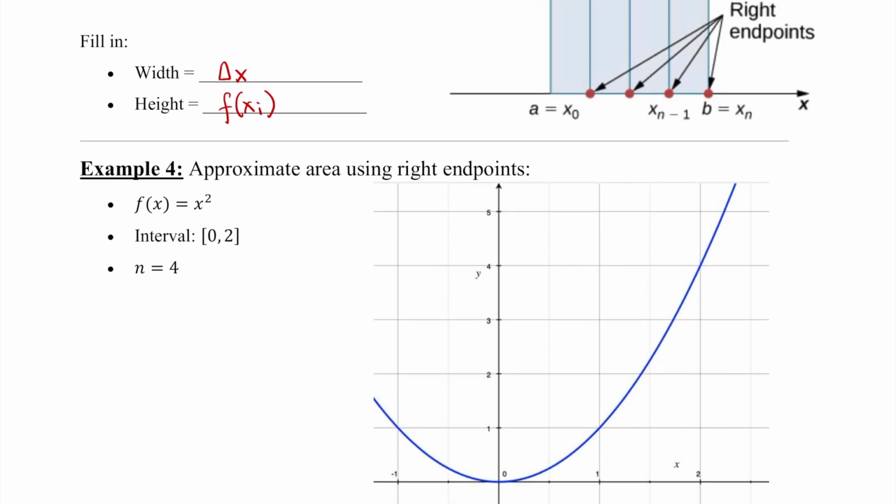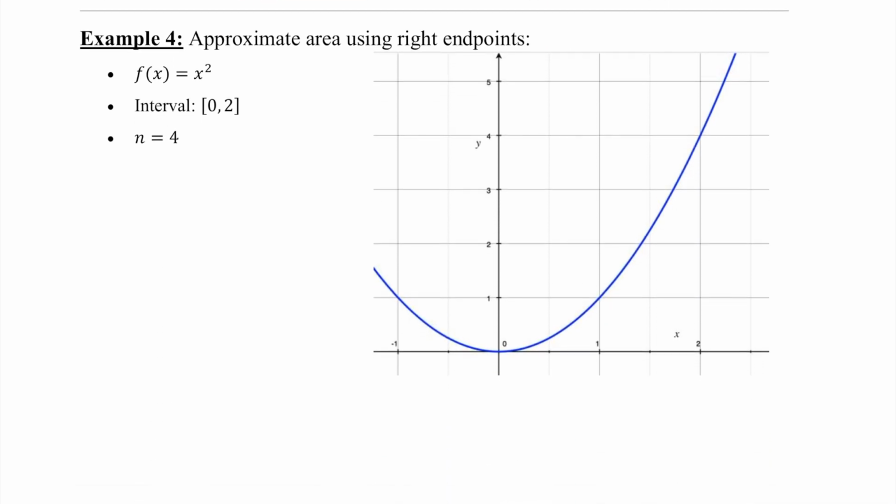Now, let's apply this to the same example. We're given f of x equals x squared, the interval from 0 to 2, and n is 4. First, let's find delta x. Delta x is b minus a over n. b is 2, a is 0, and n is 4. So I have 2 minus 0 over 4, which is 0.5.